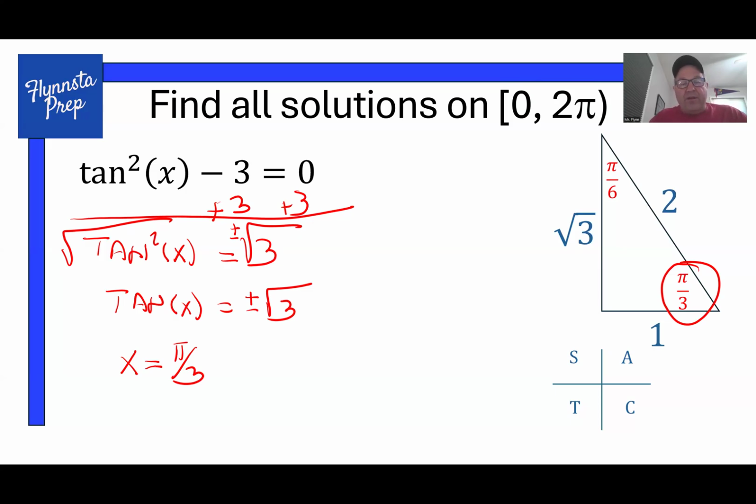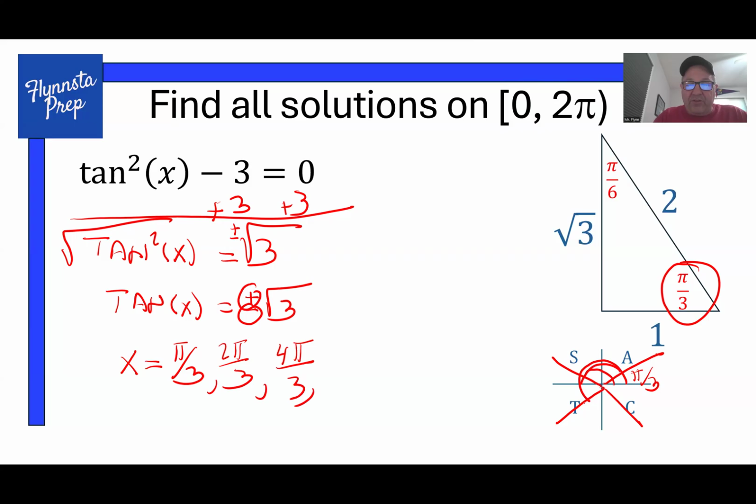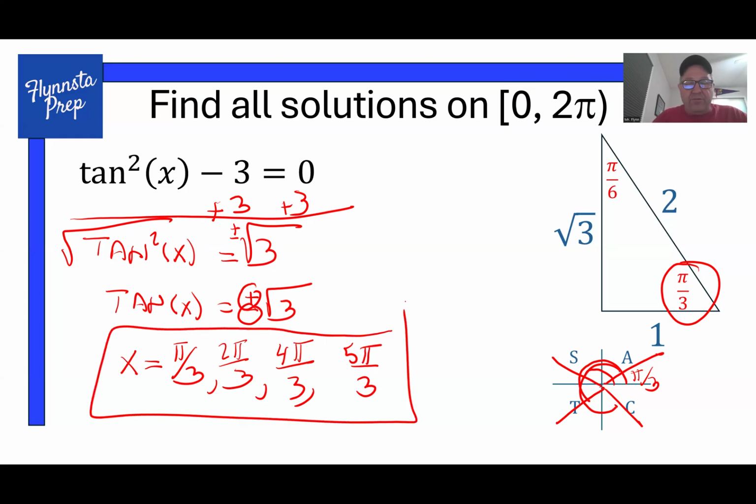Now, we're looking for when tangent is positive as well as negative. So we've already gotten our pi over 3 here. We need to get the pi over 3 that's over here, which is 2 pi over 3. And then we need our next quadrant, which is 4 pi over 3. And then to get to our last quadrant over here is 5 pi over 3. So we've got to look at all the quadrants.